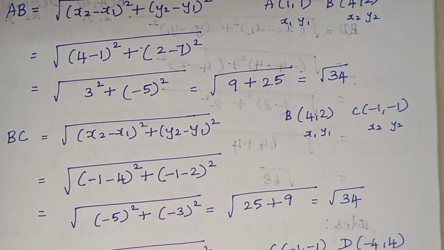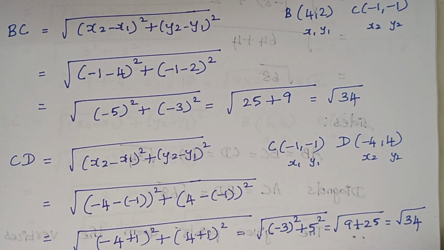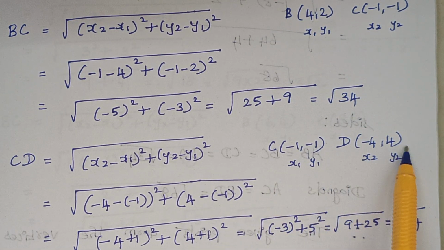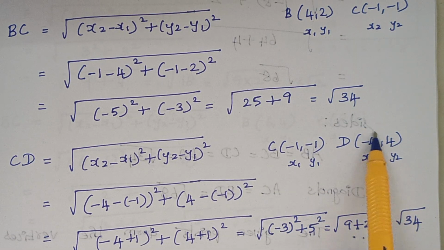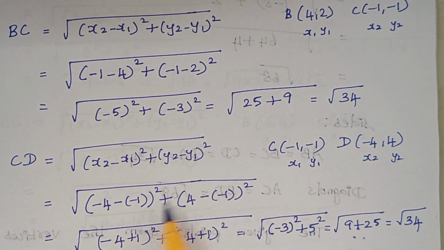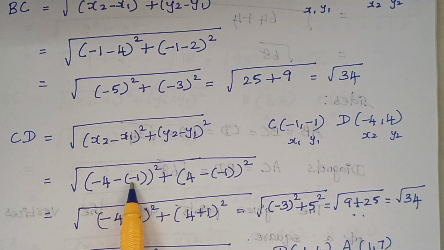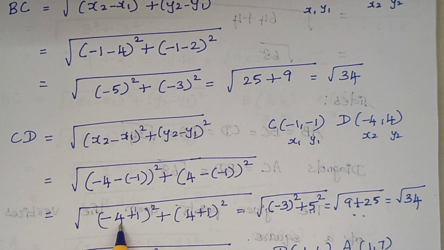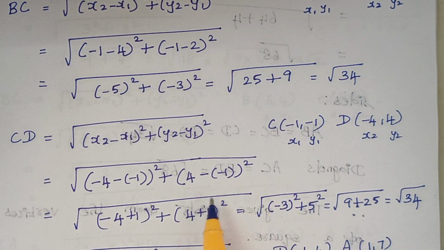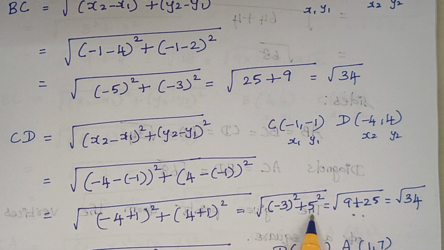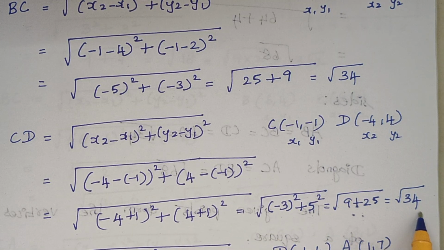The next slide we are going to proceed with CD. So CD, again write down the values here. C is this and D is this. And again x1, y1, x2, y2. And the first step is x2 minus x1. So (minus 4 minus of minus 1) square. And here it is y2 minus y1. So (4 minus of minus 1) square. So just substitute the values over here. Minus into minus becomes plus. So minus 4 plus 1 gives minus 3 and here you see again 4 minus of minus 1. So 4 plus 1 makes 5. So once you substitute here the answer is square root of 34. So this is my CD.